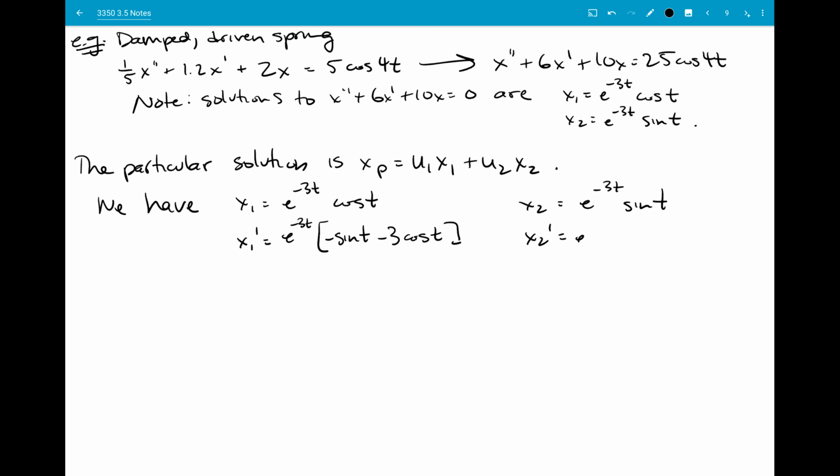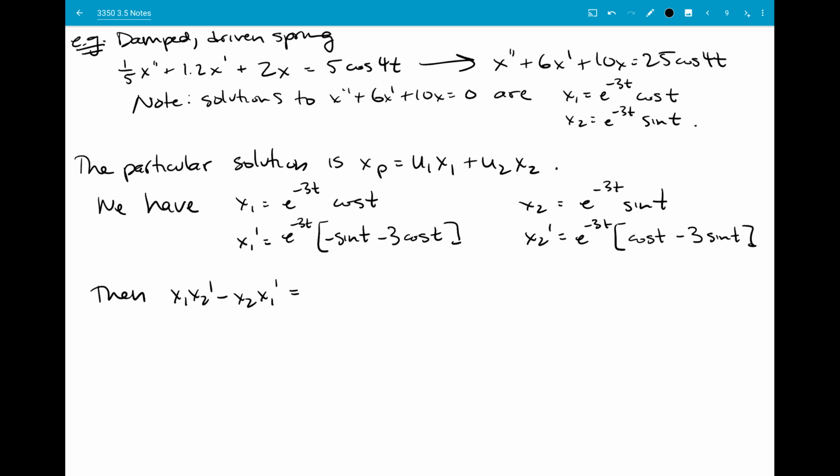Similarly, x2 prime has derivative e to the minus 3t times derivative of sine, which just gives us cosine of t, and derivative of e to the minus 3t is minus 3 times sine t. Then that quantity that appears in the formulas for u1 prime and u2 prime, our Wronskian, is x1 x2 prime minus x2 x1 prime.